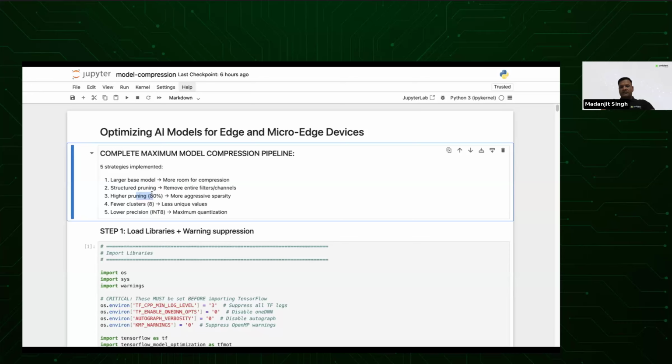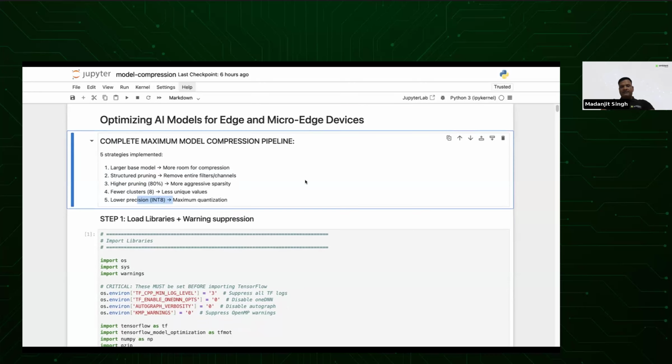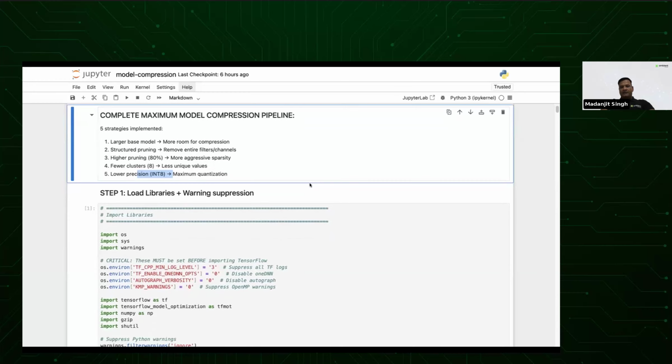High pruning is actually unstructured pruning. Then clustering I have done with 8. Lower precision, again, QAD I have done. And then the final stage is creating a TFLite model. You can see step by step, this is a modular approach I have taken, where I've created around 11 steps to reach the final numbers.